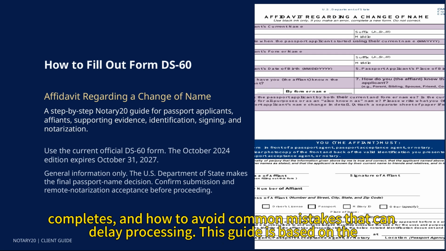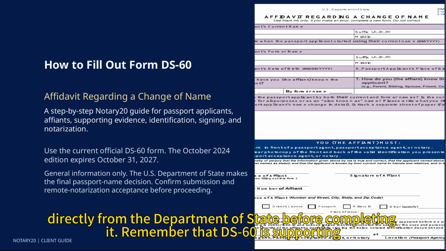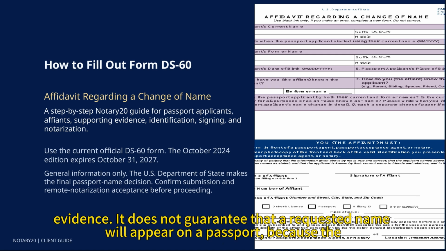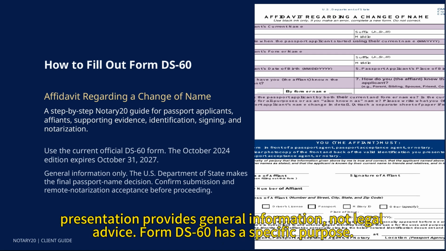This guide is based on the current U.S. Department of State form, edition October 2024. Always download the latest version directly from the Department of State before completing it. Remember that DS-60 is supporting evidence. It does not guarantee that a requested name will appear on a passport, because the Department of State makes the final determination after reviewing the entire application. This presentation provides general information, not legal advice.